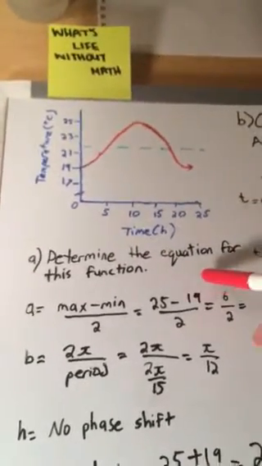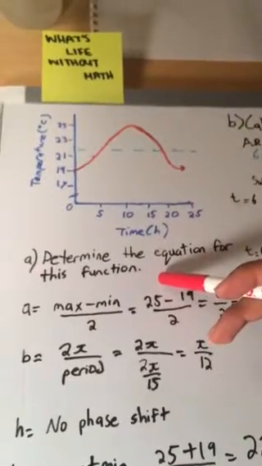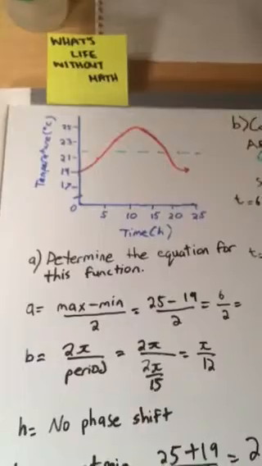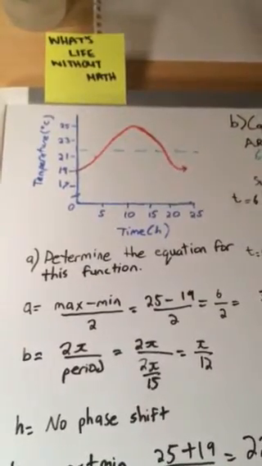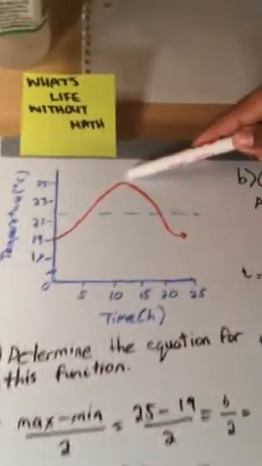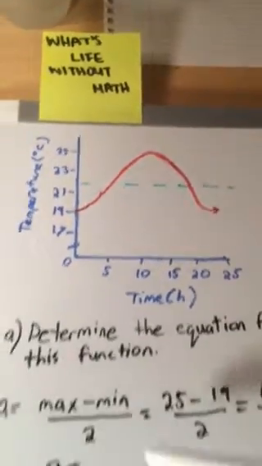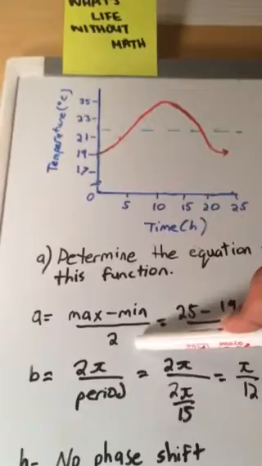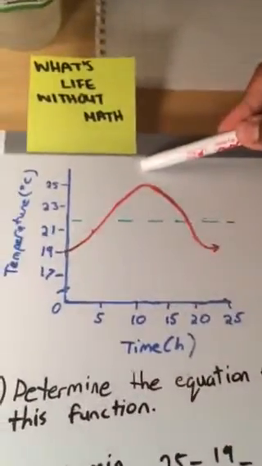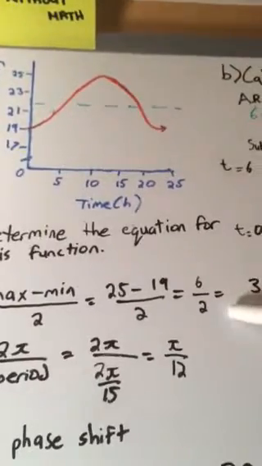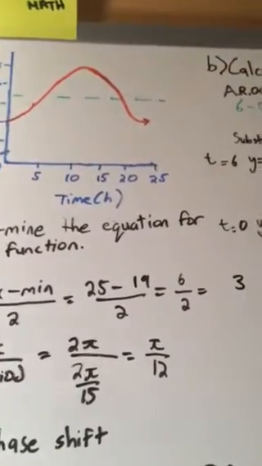Okay, so we are asked to determine the equation for this function. So let's start off with finding the amplitude. To find amplitude, we need to find max and min. In this case, our maximum is 25, our minimum is 19. So we do max minus min divided by 2, which equals 25 minus 19 divided by 2, which equals 6 over 2, which equals 3.